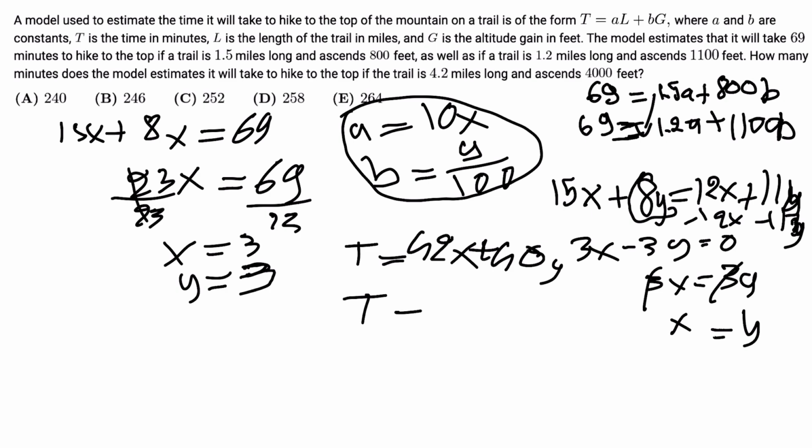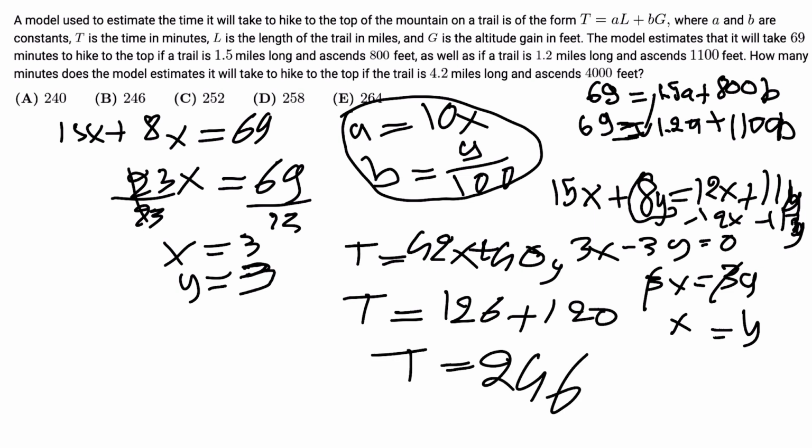So we have T is equal to 42 times 3. 42 times 3 is 126. And then we have plus 40 times 3, where 40 times 3 is 120. So T is equal to 246. And that is option B.